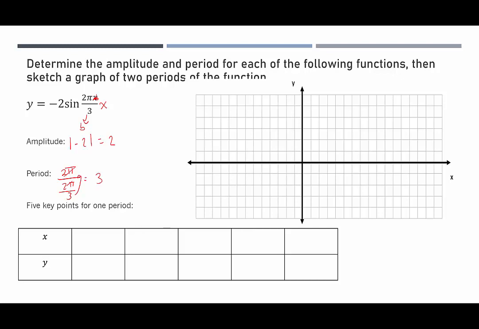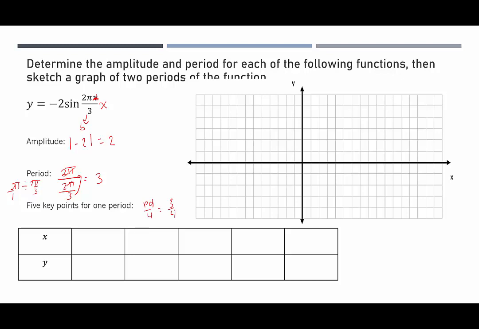so our period is 3 this time. If you're not sure of that math, just remember we could rewrite this as 2 pi divided by 2 pi over 3. If you rewrite that as multiplication and put that over 1, you'll see the 2 pi's will cancel and the 3 will move up. The increments that we're going to use here is the period divided by 4. So we're using increments of 3/4.